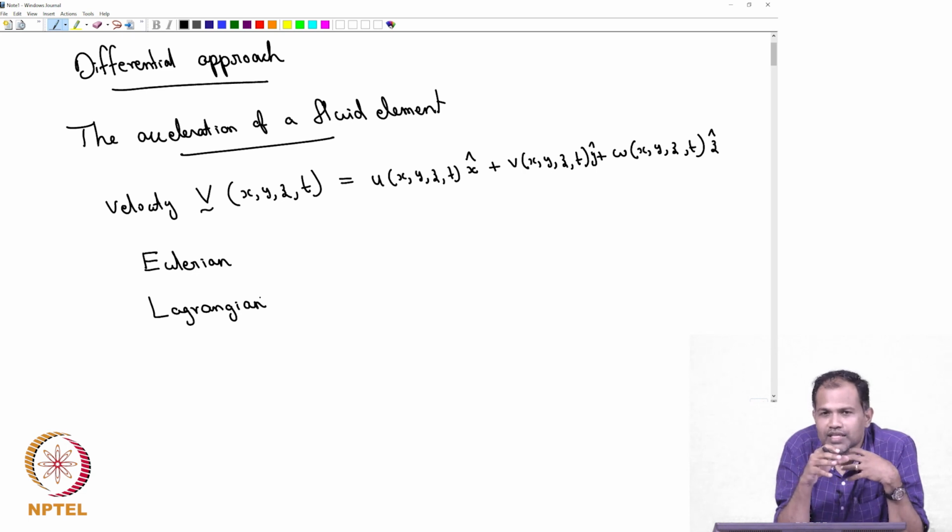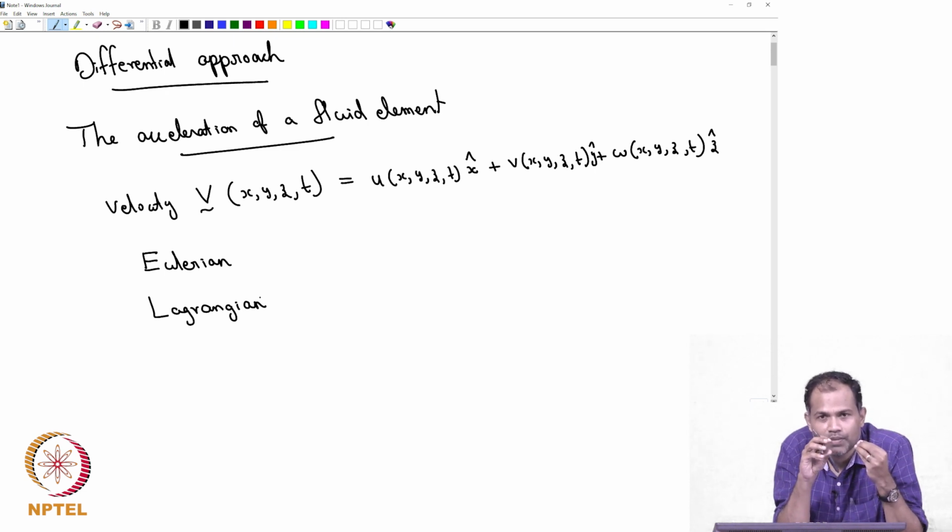On the other hand, let us say you are looking at a particular vehicle. Let us say you picked one car and you are trying to follow that car and find out the velocity of that car. Then it becomes a Lagrangian approach.